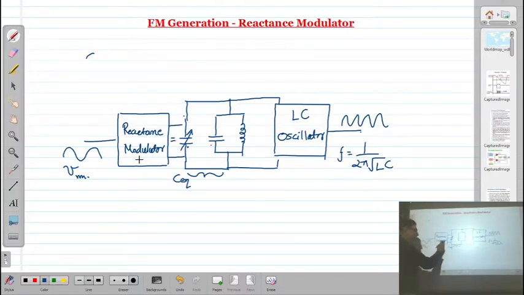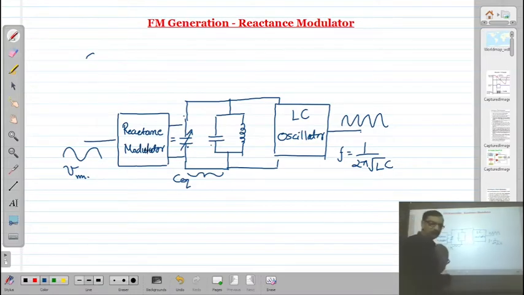In that case, this is working as an equivalent inductor. And if it is a capacitive reactance modulator, it will work as a variable capacitor. So the reactance modulator will be connected in parallel to the tank circuit, and this tank circuit will be a part of the oscillator. As my modulating frequency changes, the reactance will change, that will change either the value of L or C, and the output frequency is going to change. Correct?